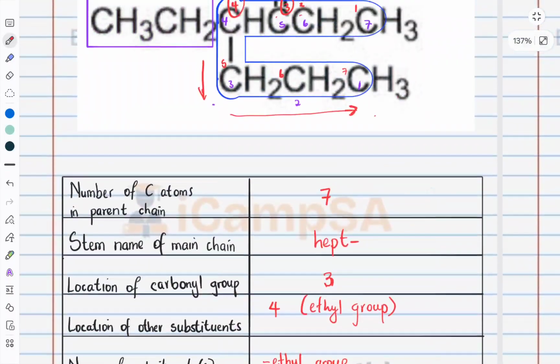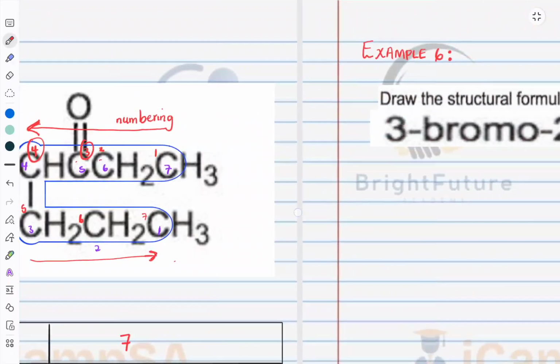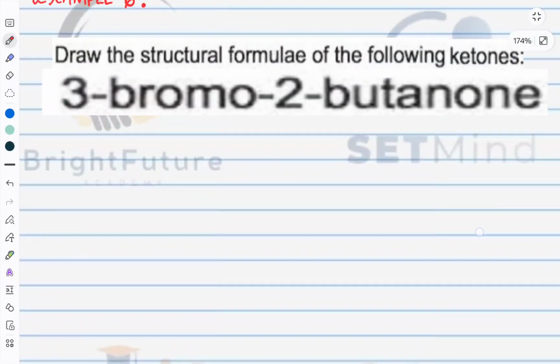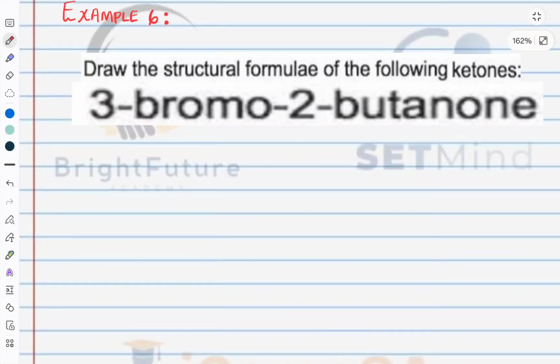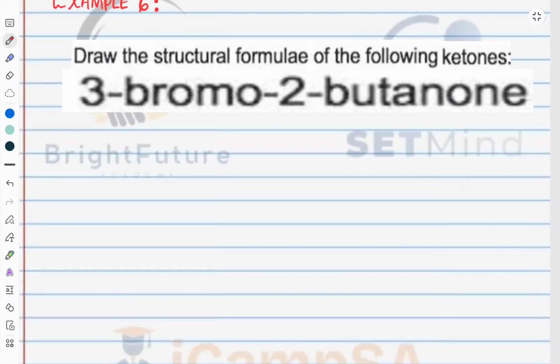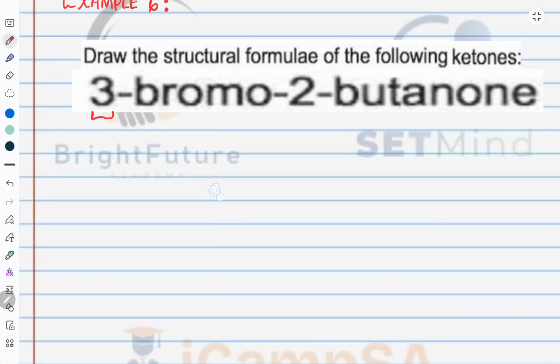All right, let's continue to our example 6. In this example, we have 3-bromo-2-butanone. Remember, this 3 tells us the location of bromine. The bromine atom. And since there's no dibromo or tribromo or tetrabromo, it means that there's only one bromine atom attached to the main chain of this ketone.